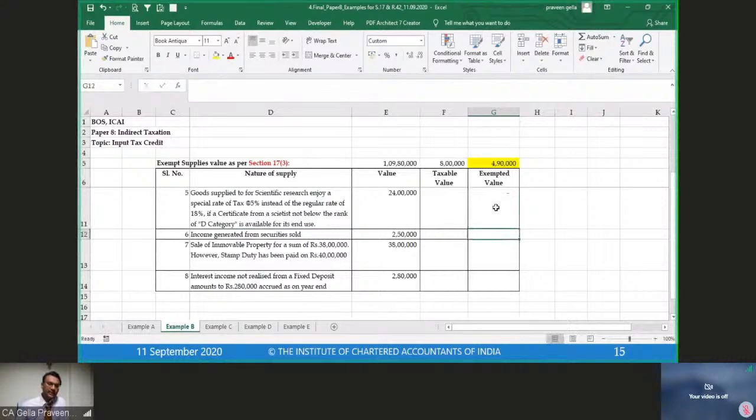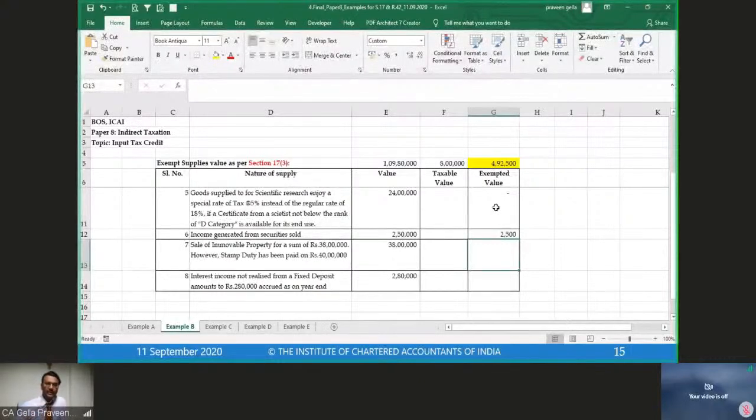Income generated from sale of securities. As we understood, income generated, now assuming that this is a sale value, 1% of this is my consideration. This 250,000 into 1% is going to be my exempt value for the purpose of 17(3).